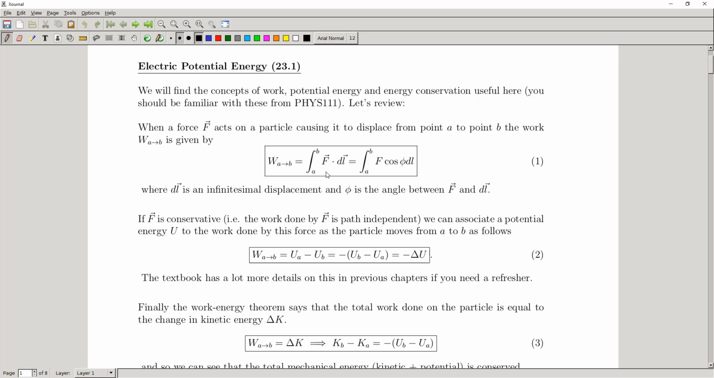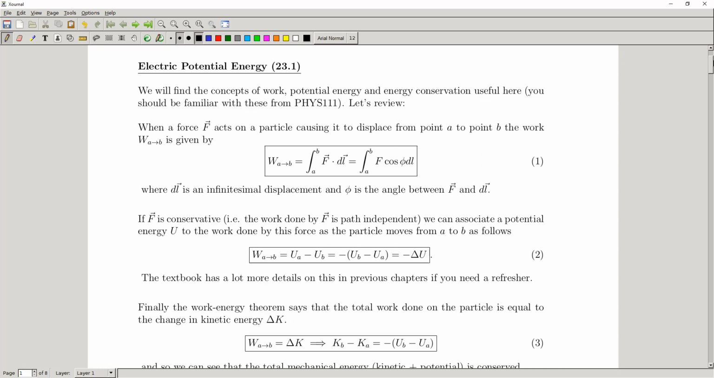We then, in Physics 111, would have talked about how if F is a conservative force, i.e. if the work done by F is path independent, we can associate a potential energy to this force, to this work, and so we signify that with a U usually, or maybe a PE sometimes, depending on where you did your Physics 111 or Physics 111 equivalent. And so we end up with this expression here. We find that the work done is equal to the negative of the change in the potential energy, right?